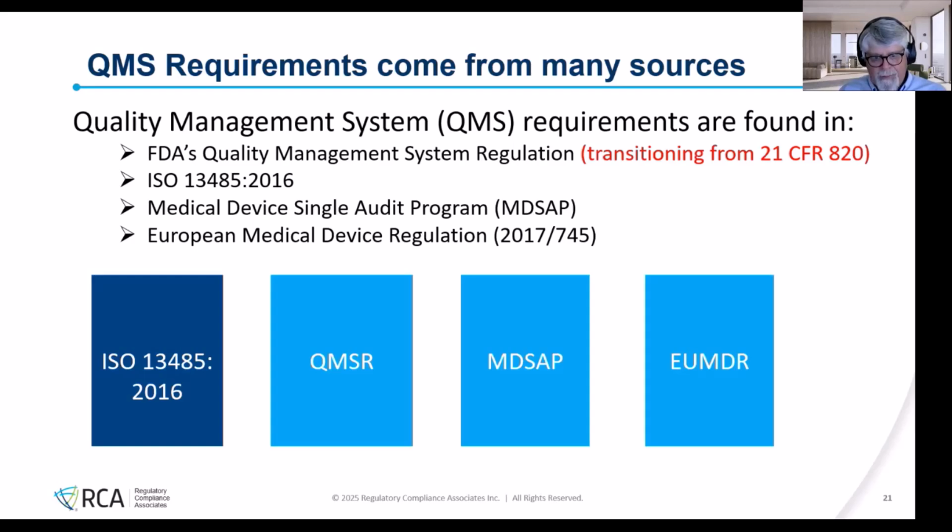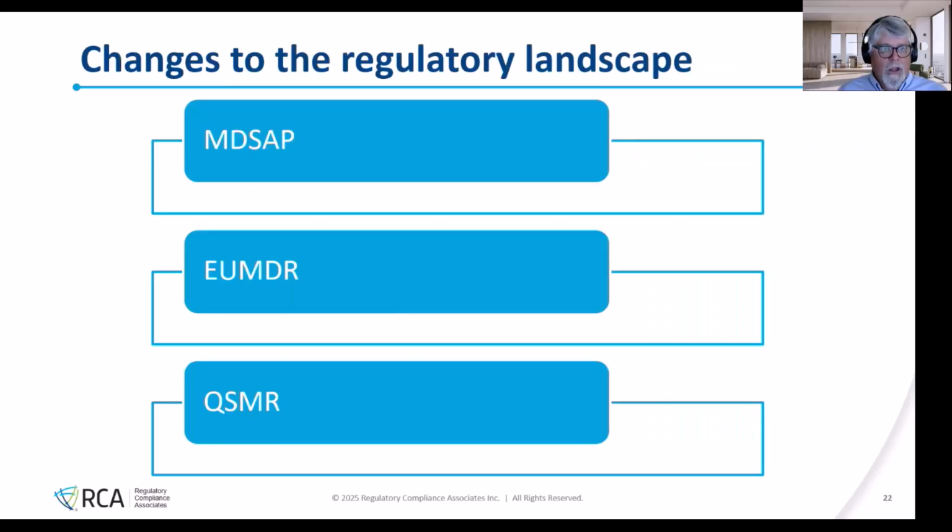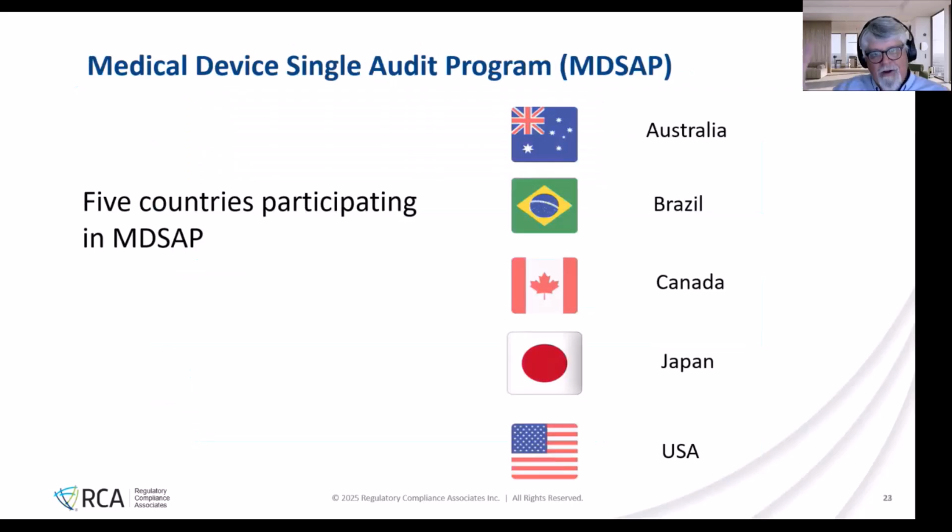So let's look at some of the impacts that some of this had on your quality management system. We're going to look at changes to the regulatory landscape from an MDSAP, EU MDR, QMSR perspective. MDSAP: five countries banded together and created this program called the Medical Device Single Audit Program. The countries are Australia, Brazil, Canada, Japan, and the great USA.